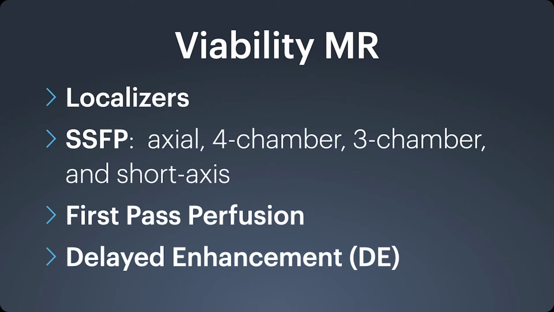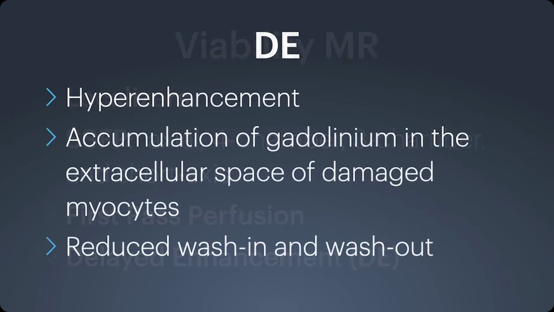First-pass perfusion, this is an optional sequence. You can just give contrast, wait, and then go on to your delayed enhanced imaging. But we like to perform first-pass perfusion as part of our viability scan. This can help identify peri-infarct ischemia in the setting of acute infarction. And then finally finishing up the scan with delayed enhanced imaging after gadolinium administration. Delayed enhanced imaging is really the key sequence when it comes to identifying infarction on cardiac MR.